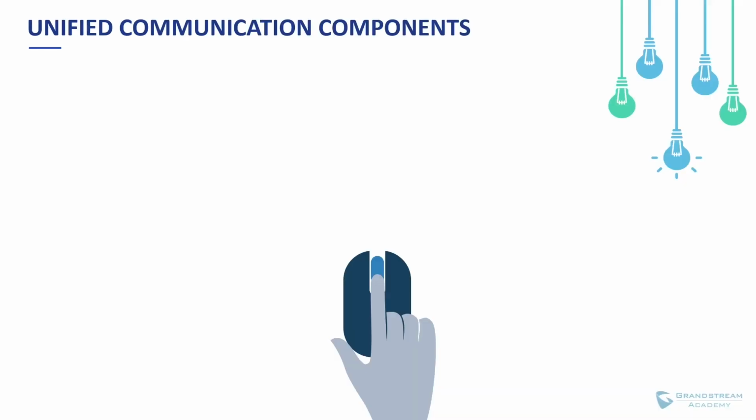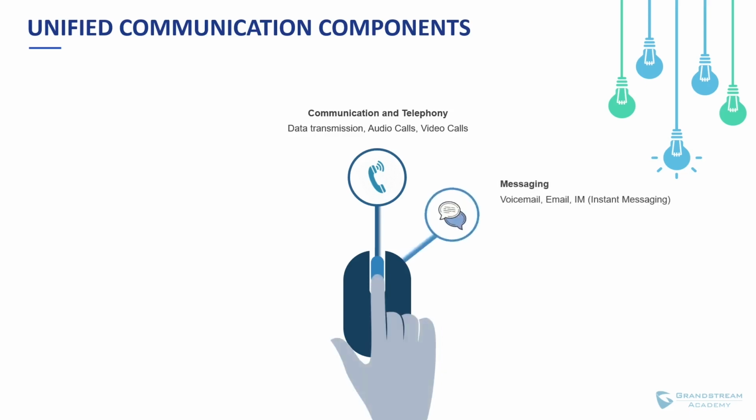And next we're going to talk about the unified communication components. The first component that we're going to talk about is communication and telephony. UC solutions capitalize on Internet Protocol (IP) technology to transmit voice, video, and data across the network. The second component is messaging.